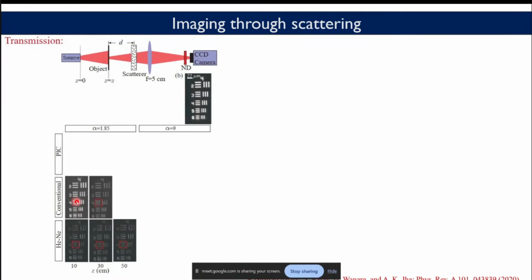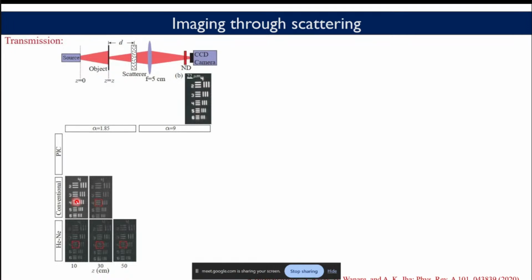So you can see at different distances, the image quality almost remains constant, and that's because it has a constant spatial coherence. Now we go to the next alpha, which is the highest scattering strength. The laser can't even image. With the conventional LED source, you can hardly see the first plane. As we go to longer distances, this means the object sitting at a large distance, we can't see it properly. But still with this PIC source, we can see the object with good quality.